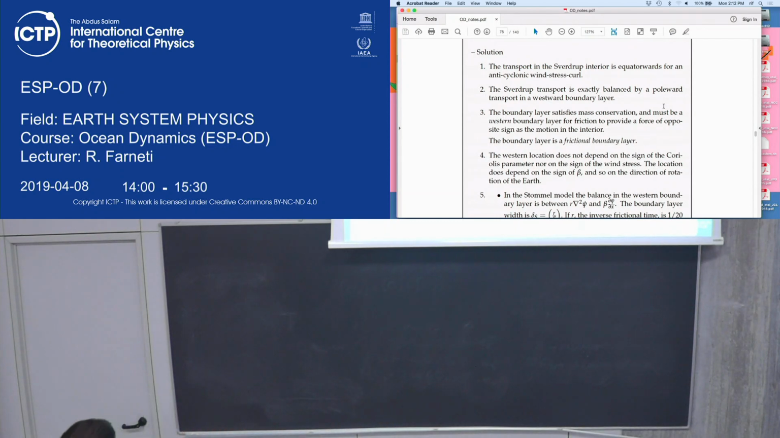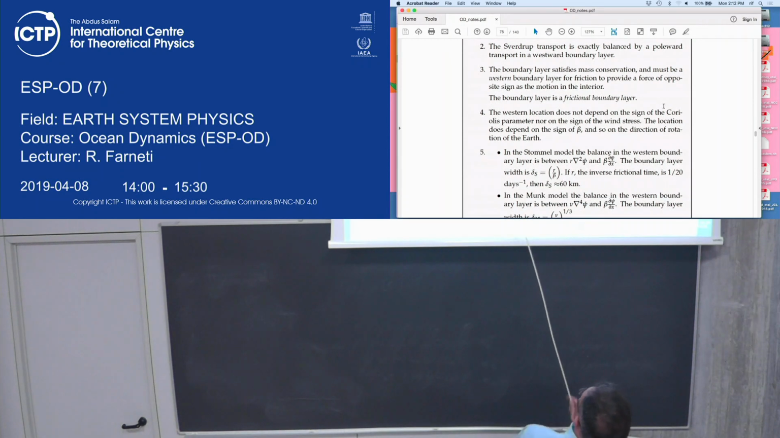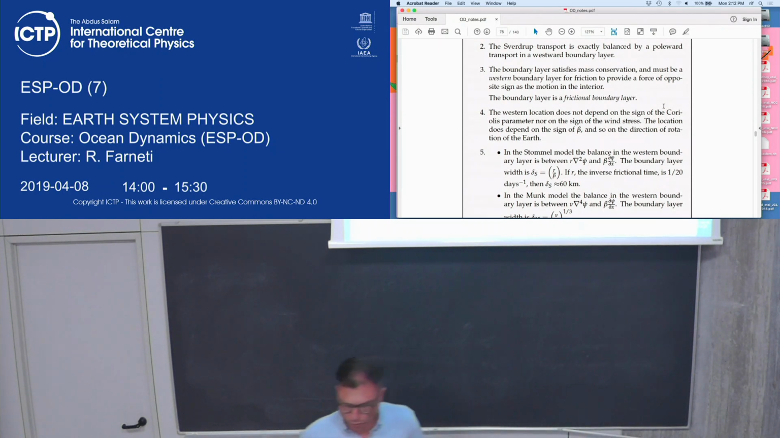As I said the last time, friction is not the reason for a western boundary current. Friction is just a way of balancing vorticity, but it's not the reason for the boundary layer. The western location does not depend on the sign of the Coriolis parameter. You can do the same exercise in the southern hemisphere. It doesn't depend on the sign of the wind stress. You can get a subtropical or a subpolar gyre, and you always get a western boundary current. But it does depend on the sign of beta. So if you turn the Earth the other way around, then you will not get a western boundary solution, you will get an eastern boundary solution.